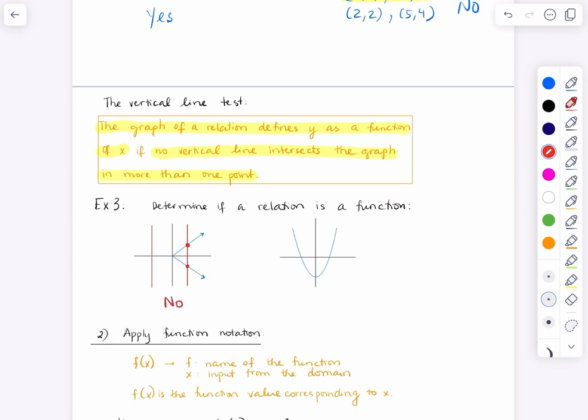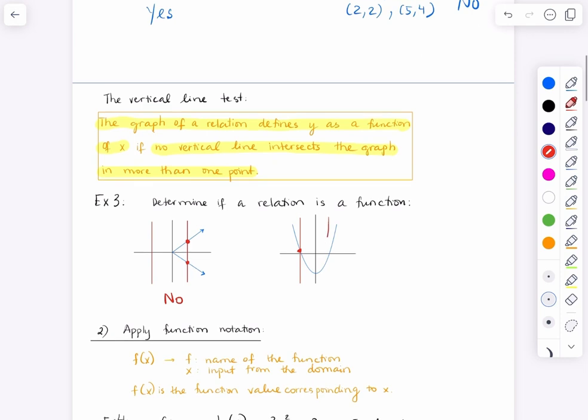In the second graph, it doesn't matter what vertical line you draw, each time the vertical line only intersects the graph at 1 point at the most. Let's draw another vertical line. It only intersects at this point, just 1 point at a time. And therefore, it passes the vertical line test. So this is indeed a function.